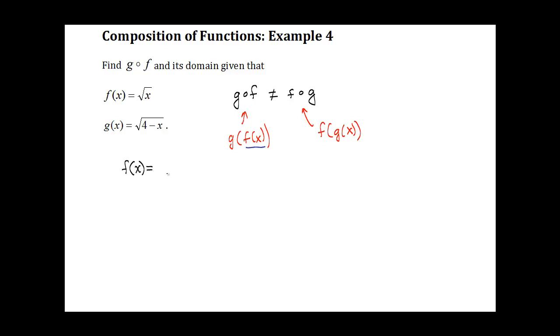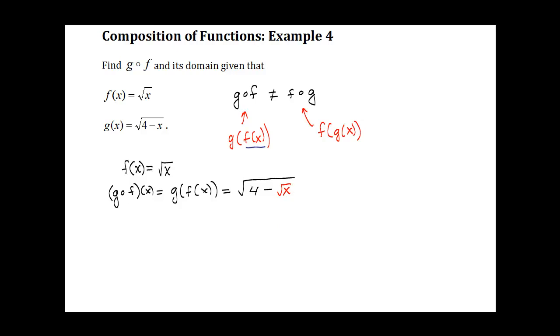So we start off with f of x equals the square root of x. Now, we need to sub this in for x everywhere x exists in g of x. So I'm going to get g compose f of x equals the square root of 4 minus, and instead of writing x, I'm going to write f of x, which is just the square root of x. So we have our function.